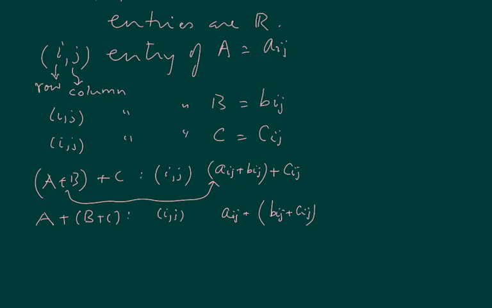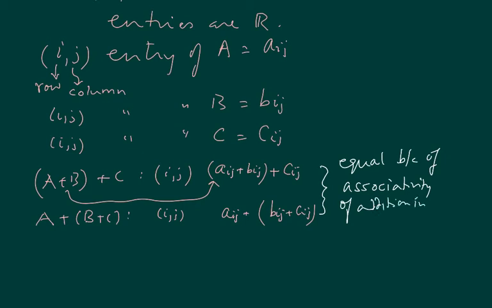And now these are, entry by entry, the values in the ij slot when you go (A plus B) plus C in that order, and entry by entry in the ij slot when you go A plus (B plus C) in that order. Now all you have to do is observe that these two expressions are equal, and the reason for that is the associativity of addition, and this time it's the addition in the reals.